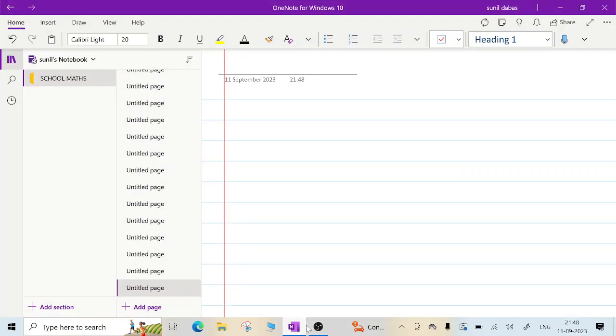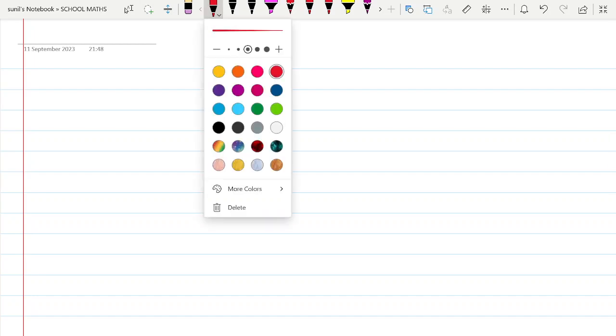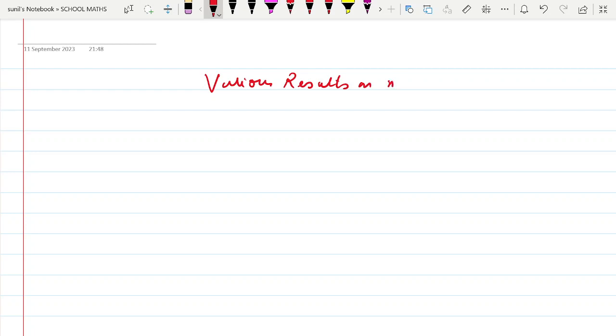Hello guys, welcome to the third lecture of modulus function. In the last lecture, we were finding the values of modulus of x from the given values of x. In this lecture, we'll be doing various results on modulus function.